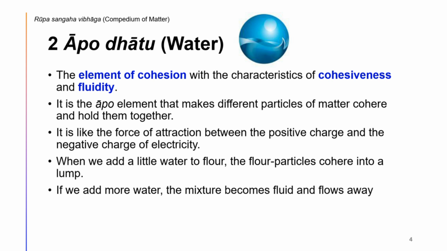So they look like a force attracting between the positive charge and the negative charge of electricity. It operates exactly like electricity. You need positive and negative in order to function. The same thing, this cohesion is also something like the electromagnetic field. So when we add water to flour, the flour particles cohere, join together into a lump. If we add more water, the mixture becomes fluid and flows away. So this is how the Abhidhamma works. Okay, so this is the second element of the 4 essential elements.